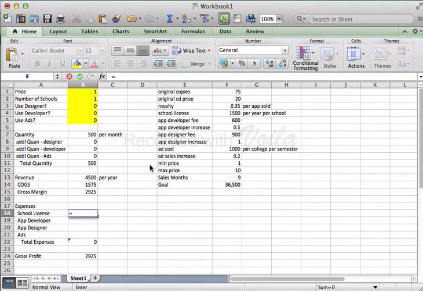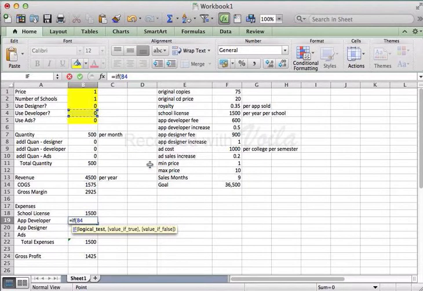Okay, now the school license is kind of a fixed thing. It's 1,500 per year per school, so 1,500 times the number of schools. The app developer cost us, well, it's an equation, so if we are using the developer, then it is the app developer fee.